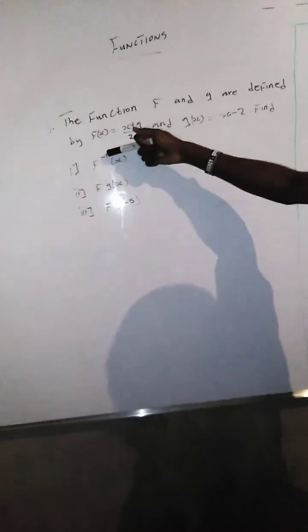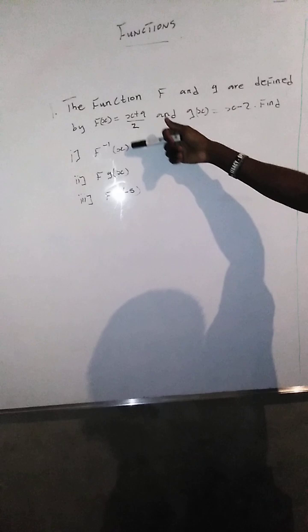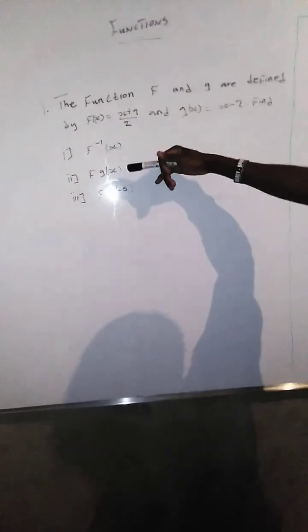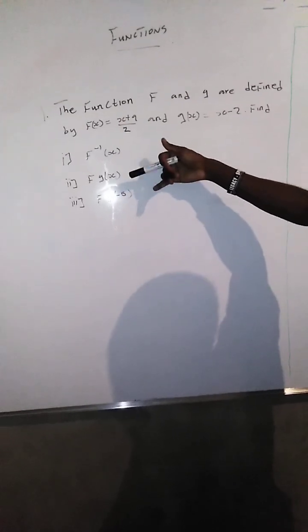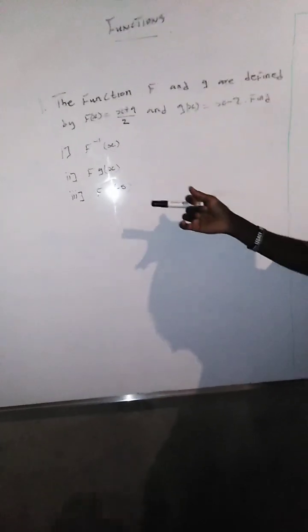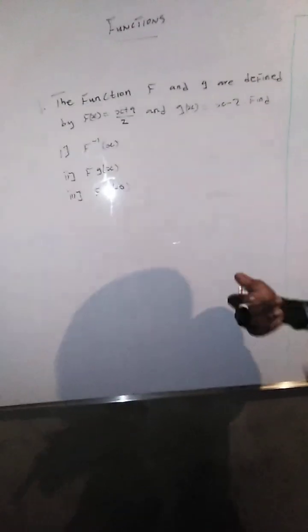This is the inverse of the function. That's the way they denote it whenever we're looking at functions. Secondly, it's saying find f of g, the composite function of f and g. Thirdly, find f of g of negative 5. All right, let's start. It's very much easier.